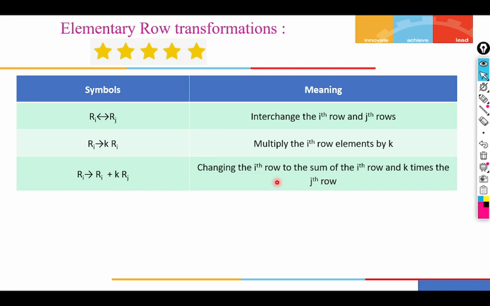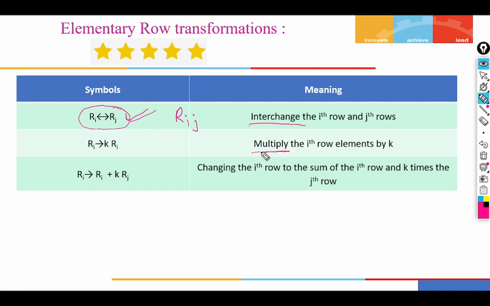So for the rank of a matrix, yes, we require elementary row operations. There are three types of elementary row operation. The first one is known as interchange, which is denoted as Ri interchange Rj. There is one more notation you can use, Rij. Any one can be preferred. So whenever we want to interchange any two rows of the matrix, we denote it by Rij or Ri interchange Rj.